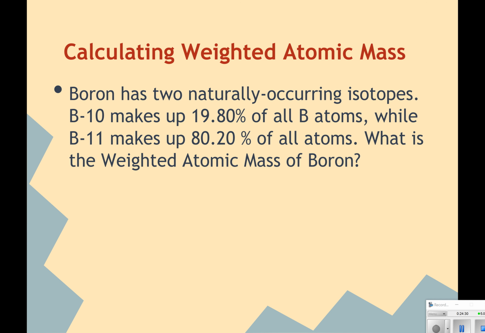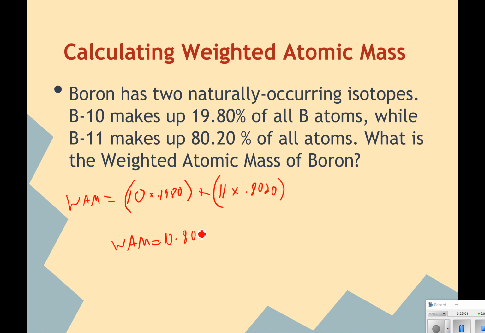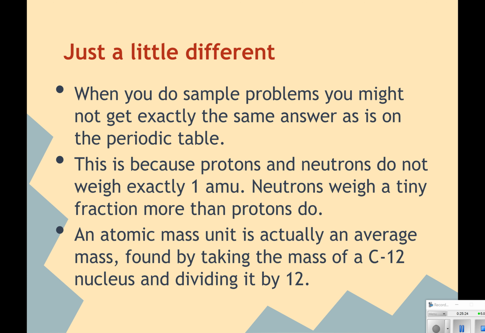We had our first isotope with a mass of 10, and we're going to multiply that by 0.1980. That's after we divided 19.80 over 100. And we're going to add that to our mass of 11 times 0.802. This is our weighted average mass. And that comes out to 10.802 AMU. And we'll round that to 10.80. So we see that that lies in between our 10 and 11, but up towards the 11 because of that higher percentage, showing a greater abundance of B11 in nature.